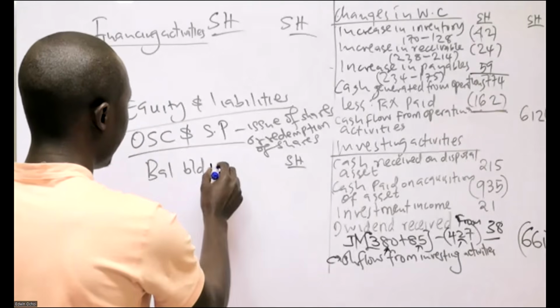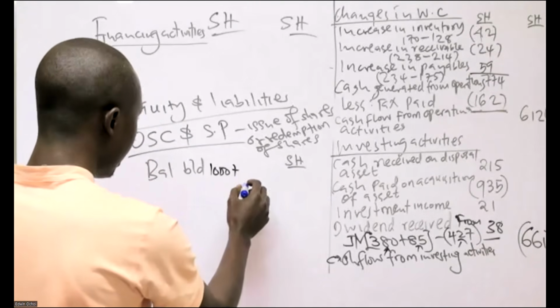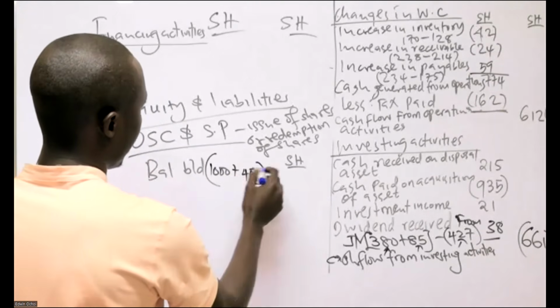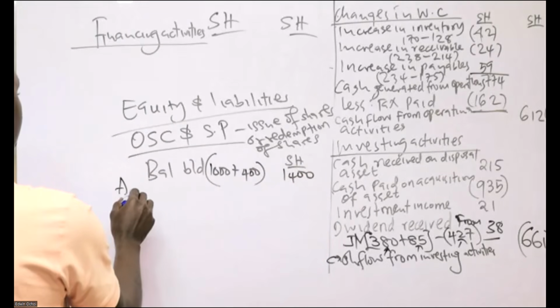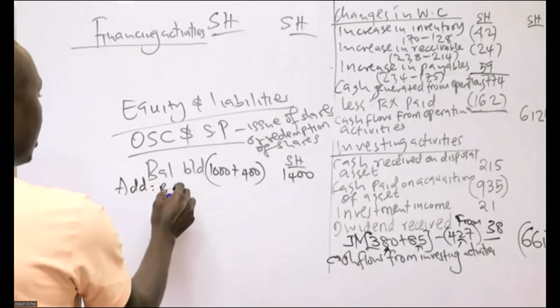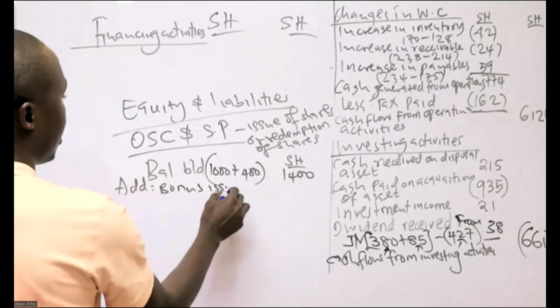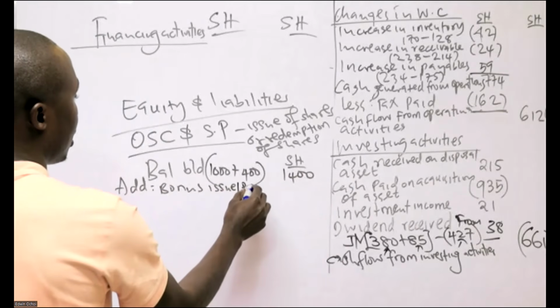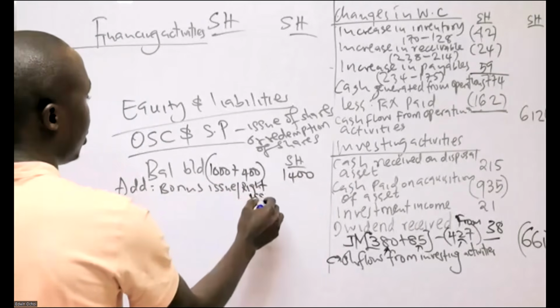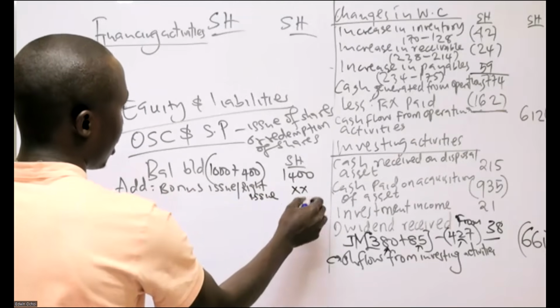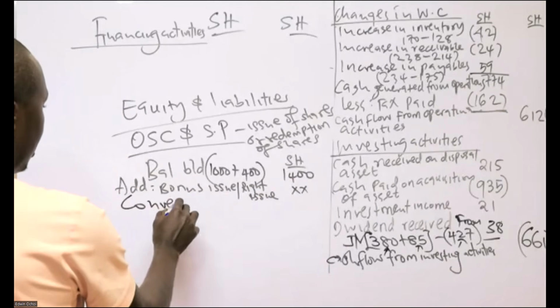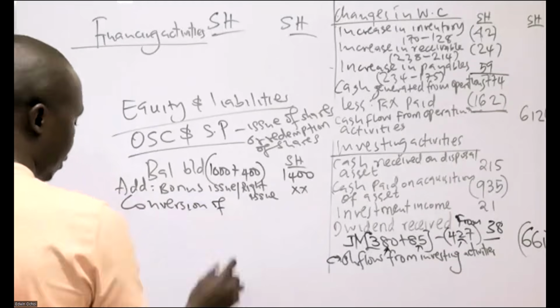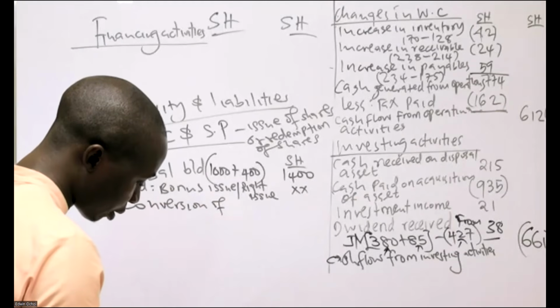I have 1400. So that is 1000 plus the 400. So Daniel, that is good. So then we can add the bonus issue or rights issue. That is shares issued through bonus issue or rights issue. There was none. But here there was conversion. Conversion of, so that is according to additional information number 2.